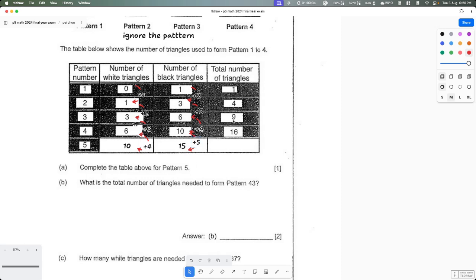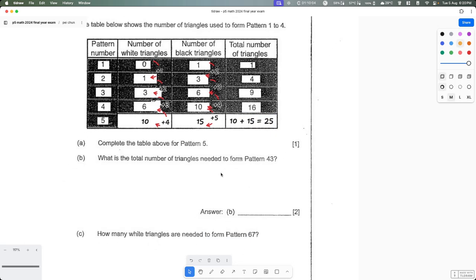What about this total number? So you just add together 10 plus 5. This will be 25. So it's basically this whole row. Actually, the easiest is just to give the equation here. So 10 plus 15 equal to 25.